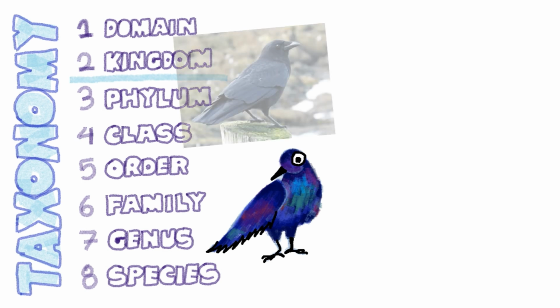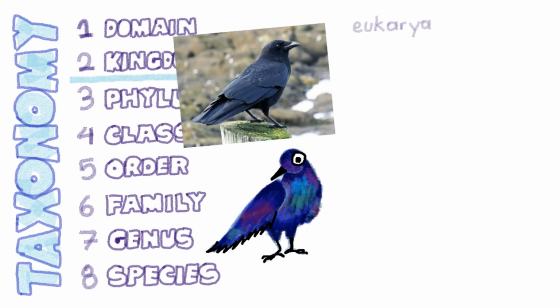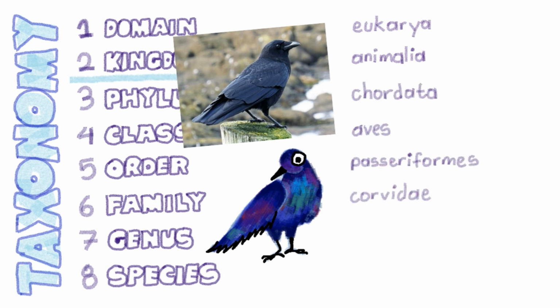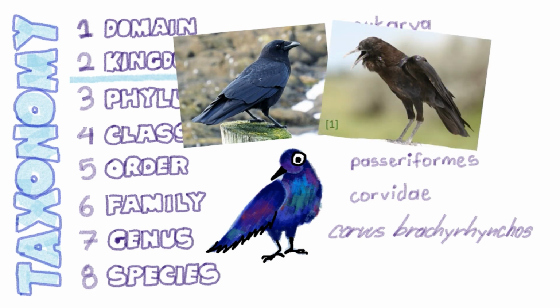For a little American crow here, we go from domain Eukarya to kingdom Animalia, then to phylum Chordata, class Aves, order Passeriformes, family Corvidae, and finally to genus and species Corvus brachyrhynchos. We can do this sort of thing to every animal to make sure we all know exactly what organism you're talking about, as well as how they're all related to other organisms. For instance, we might see that two of our crows from before were actually part of the same family.